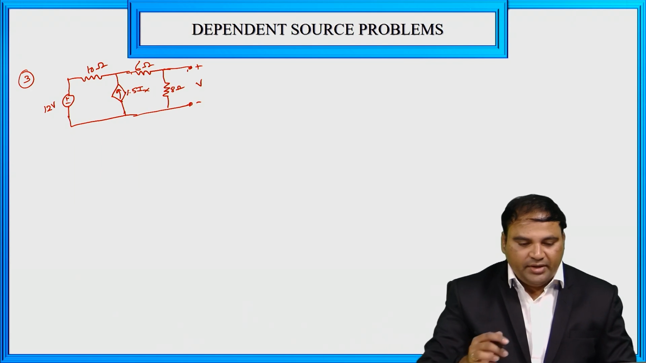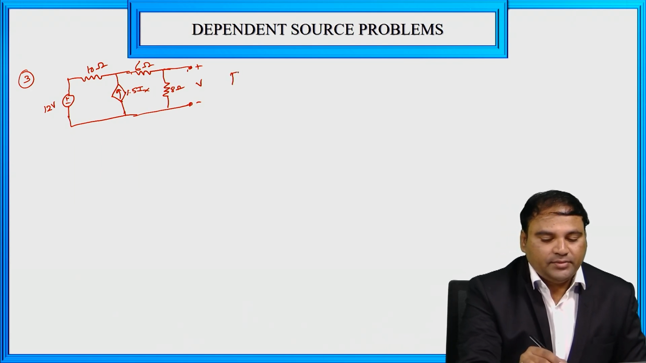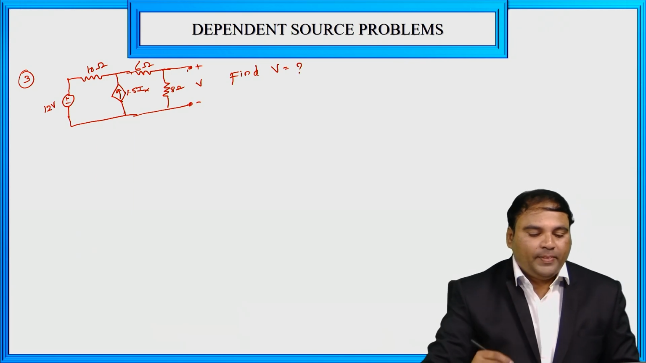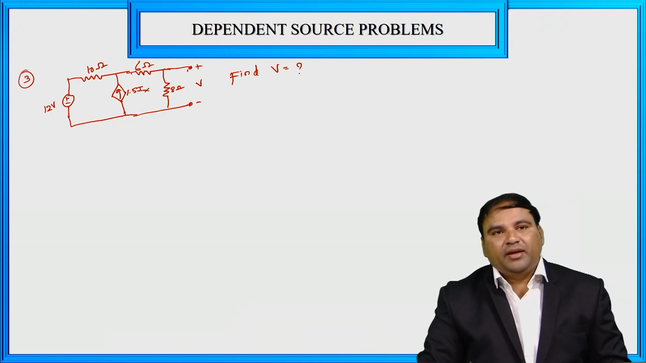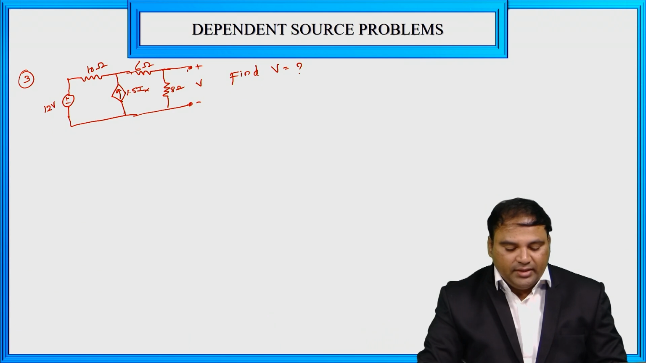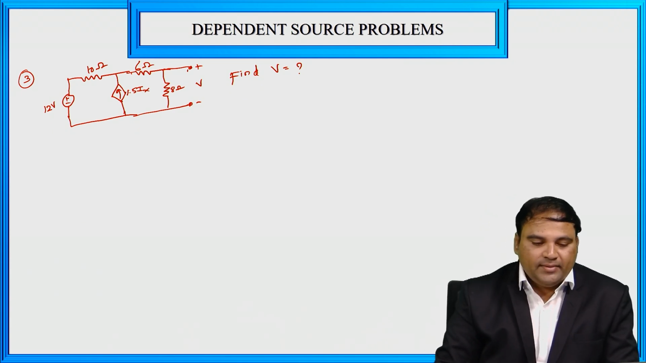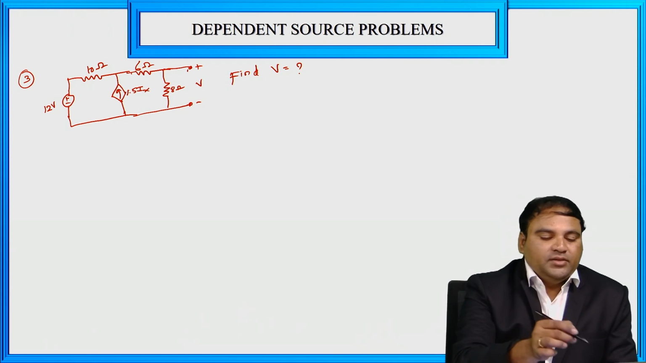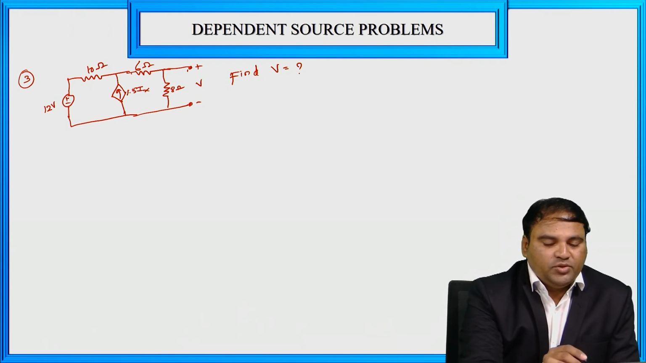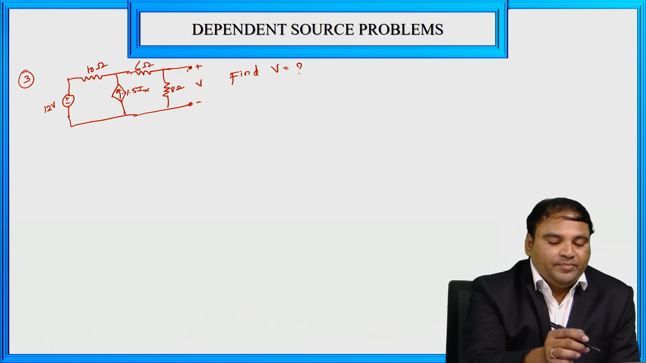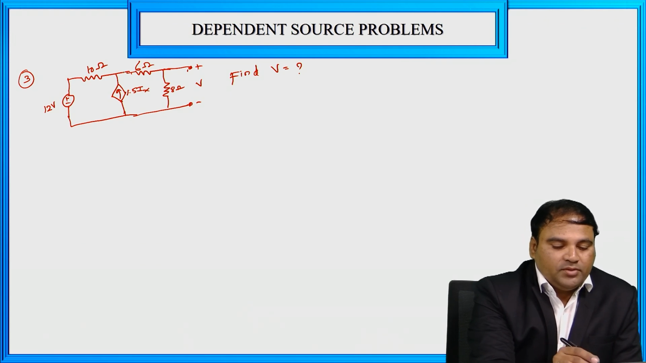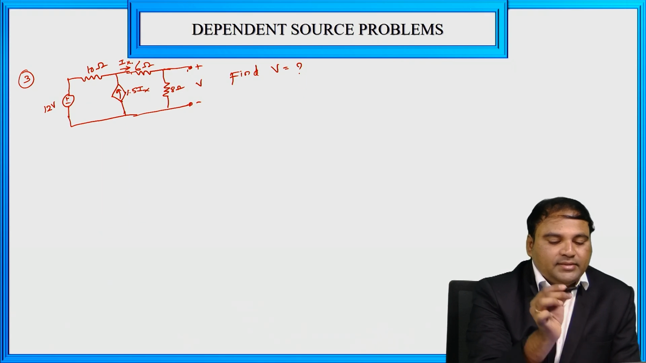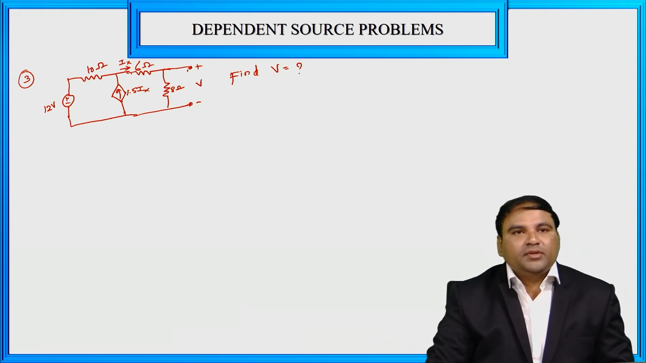So in this problem we need to calculate V. So find V value. So how we can calculate the V value? So here the problem is based on the dependent source here, right? Here first we have to give the current direction, right? So here I am taking this dependent current source, here also they are given current, that is Ix, okay?